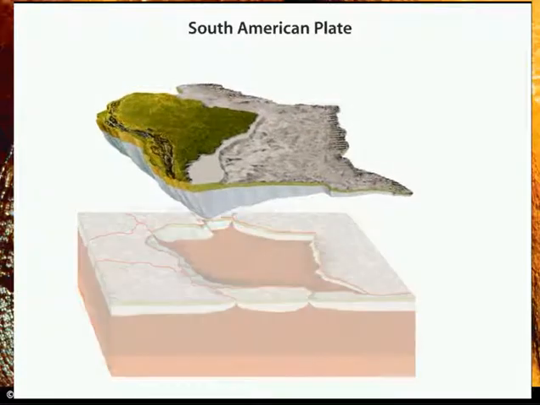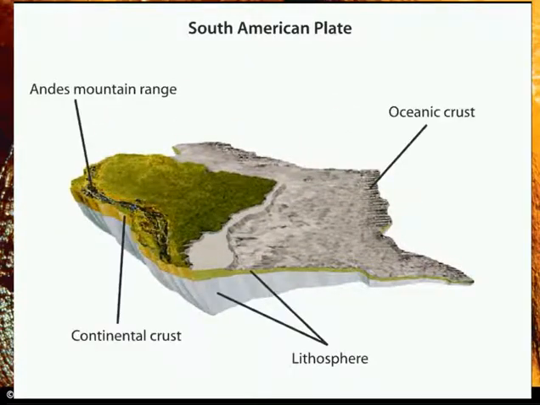Compare the thickness of the South American plate below the Andes mountain range to the plate below the oceanic crust. Mountain ranges that occur in continental crust have very deep roots relative to their height.